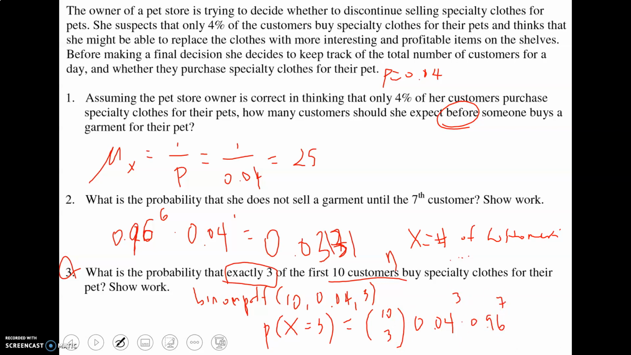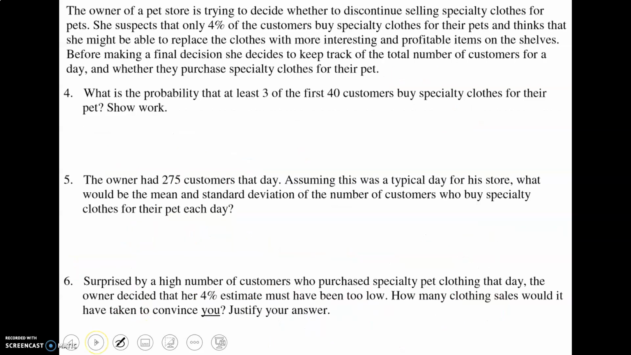Okay, so let's do that. I'm going to just do binom PDF on my calculator because it's the easiest. 10, 0.04, and then 3. So that's 0.00577. So my answer is 0.00577. And then we move on to the next one.